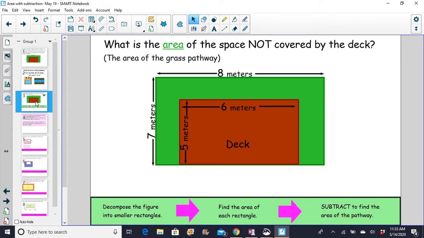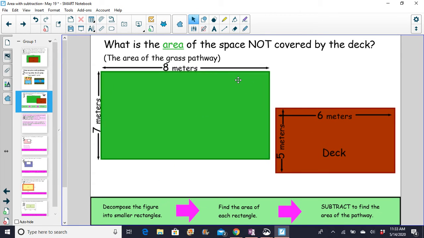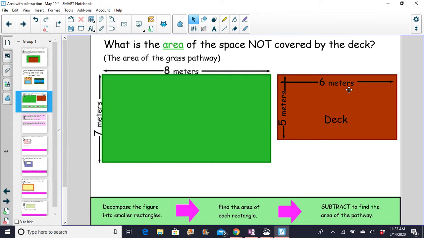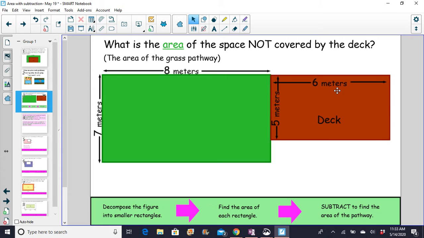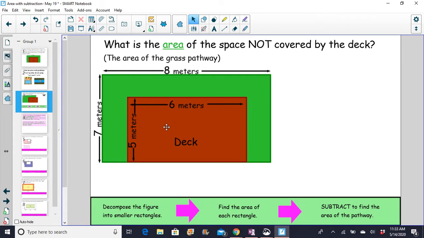Okay, but instead of the rectangles being side by side or one on top of the other or next to the other, these are actually overlapping rectangles. That deck is built right on top of the yard area. So I actually have two separate rectangles here. Yes, I could put them side by side and that would make a type of composite figure. But this is a special type of composite figure where one is on top of the other.